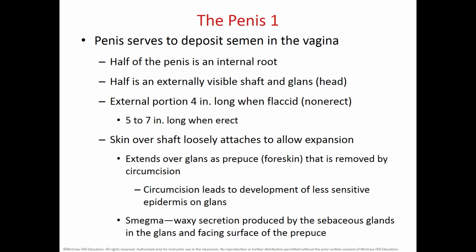The length of the penis when it's not erect is 4 inches and between 5 to 7 inches when it's erect. It is covered by skin, and the skin of the penis that is retractable will be the one that is located over the glans, and this one is removed during circumcision. Now, the glands that are located within the glans, or tip of the penis, secrete this oily secretion that is called smegma, that at some point helps to lubricate the glans too.